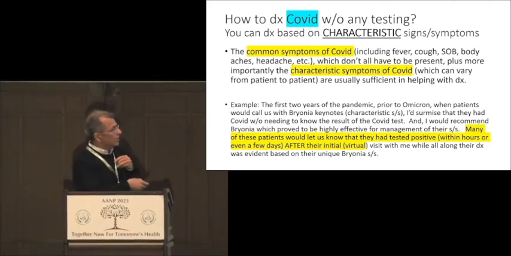And what are the characteristics of COVID? Well, we're going to talk about that. The characteristic symptoms of COVID change from variant to variant. So the characteristic symptoms of the latest variant presently would be the Kali-Bic type characteristic symptoms. And prior to that, we had the Bryonia, let's say, characteristic symptoms.